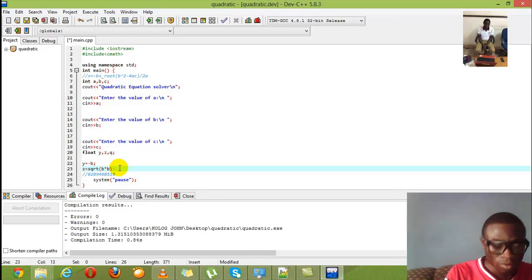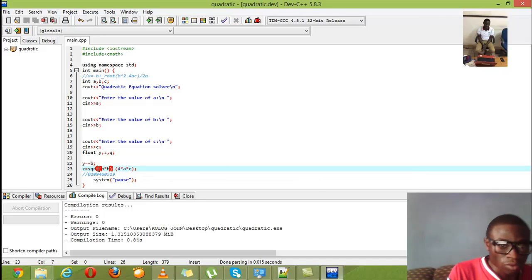Minus 4ac, put that into bracket, 4ac. 4ac means 4 multiplied by, that's asterisk a asterisk c, 4ac. That's the meaning of 4ac. 4 multiplied by a multiplied by c, which are the values we receive here, or the input we receive here. Now if you get this clear, put your semicolon there.